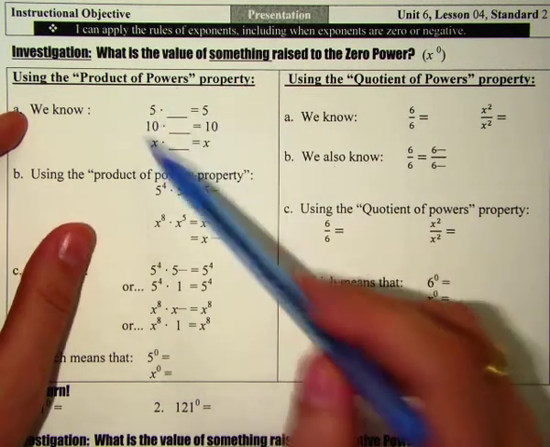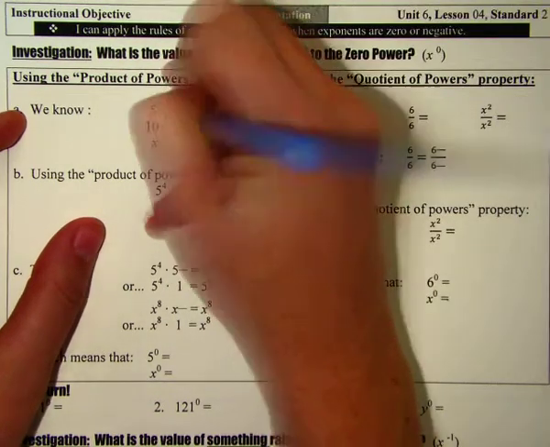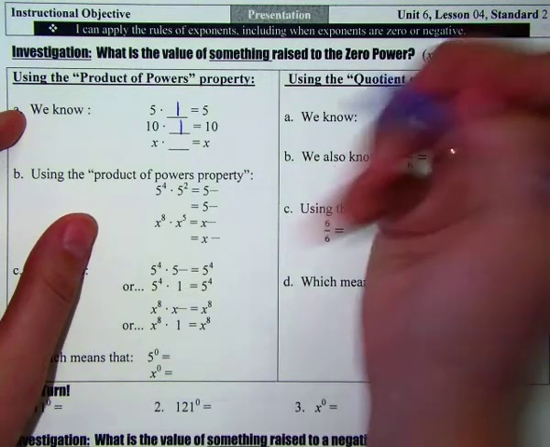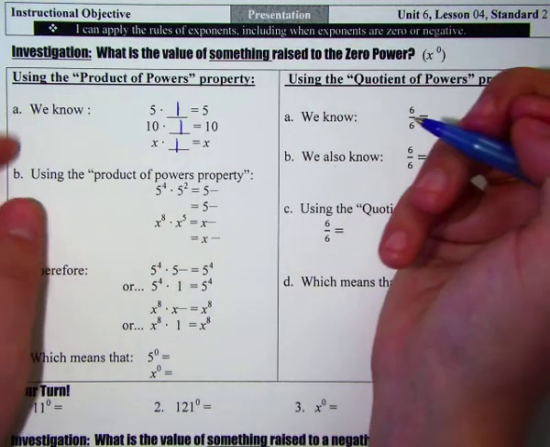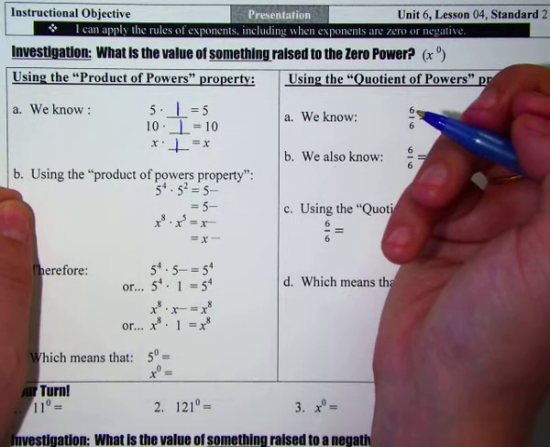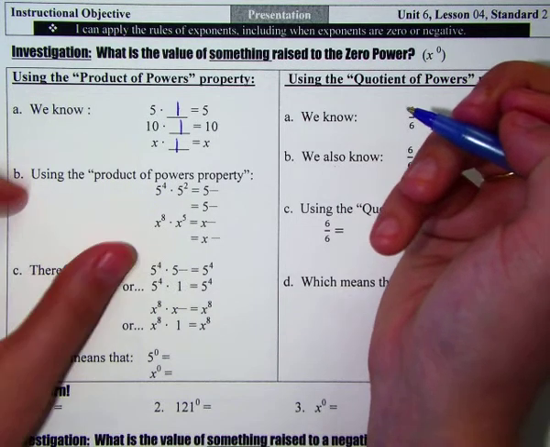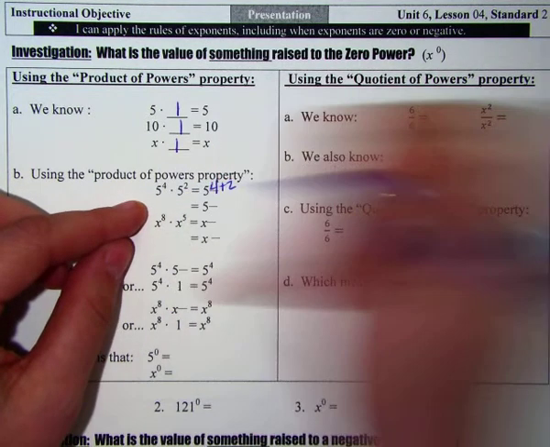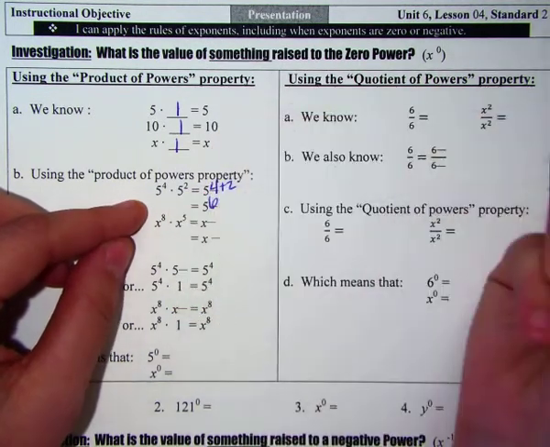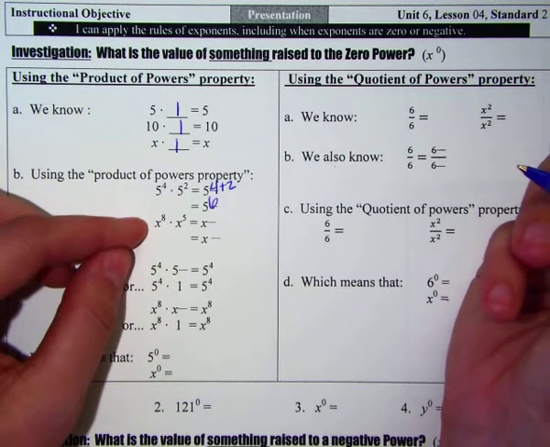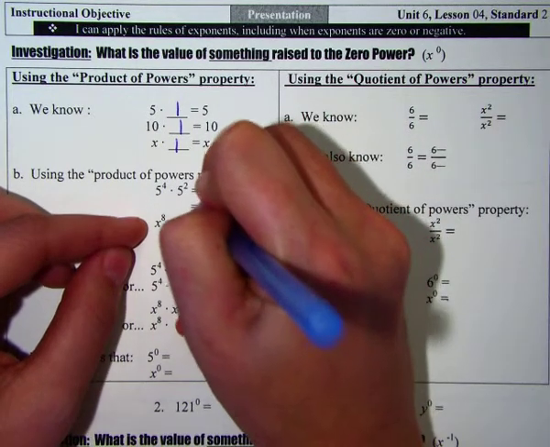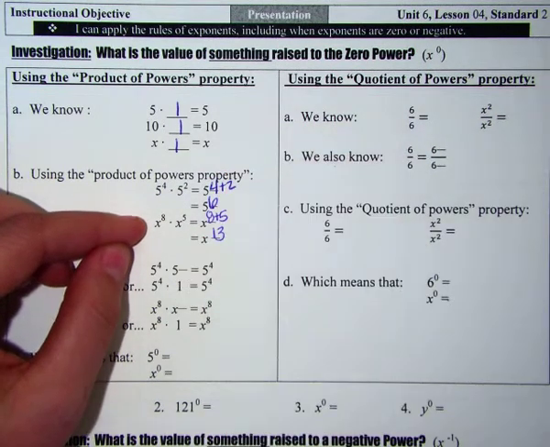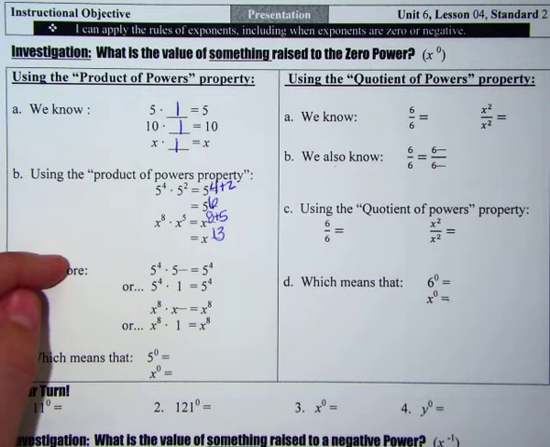So we know, looking at this, that 5 times 1 is 5, 10 times 1 is 10, and x times 1 would be x. Using the product of powers property, we know 5 to the 4th times 5 to the 2nd power is 5 to the 4 plus 2 power, which is 5 to the 6th power, right? X to the 8th times x to the 5th would be x to the 8 plus 5 power, which is x to the 13th power. Okay, so we're going to put these together.